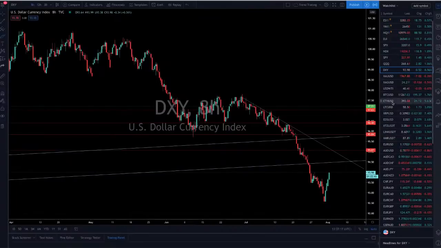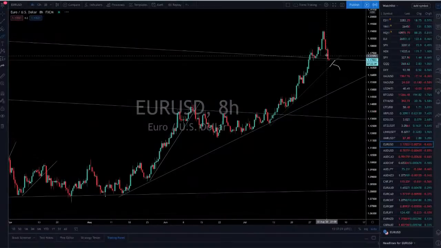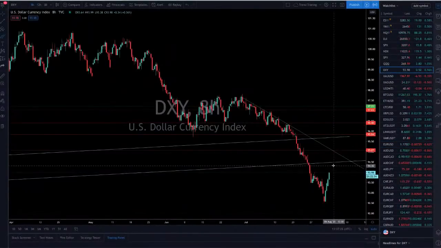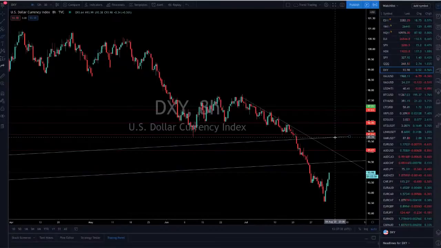Which would mean also that the euro US dollar was holding that trend line that we just looked at right now, right? That would mean that's going to hold. Now, if that doesn't happen on the DXY and we come into this trend line, that's an area of interest, right? And then also we have this trend line and the 95.84 area up there.